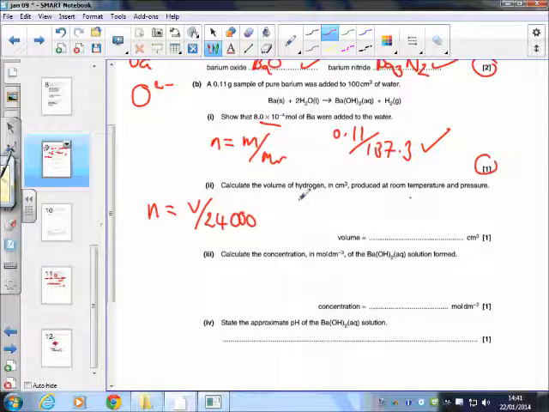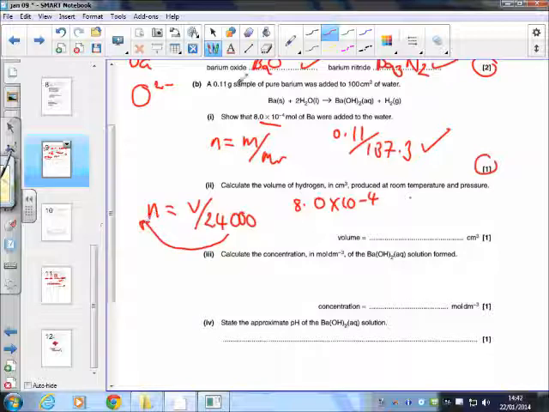So we have 8.0 times 10 to the minus 4 moles of hydrogen. All we need to do is rearrange this equation by bringing this up and timesing it by the number of moles. So just do that times 24,000. If you work that out in your calculator, you should get 19.2 centimetre cubed for a mark.